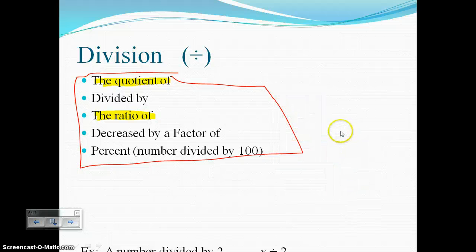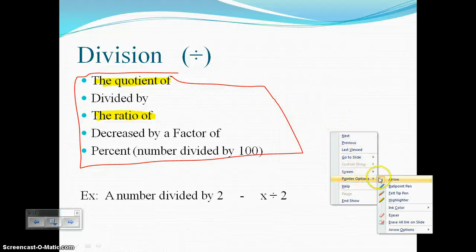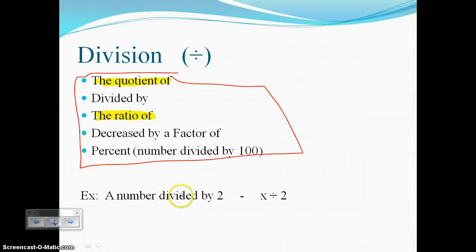So let's look at an example. If we have a number divided by 2, a number we don't know, divided by 2. So instead of writing it like this, x divided by 2, we write x, and then our long division bar, and then 2 at the bottom. So x divided by 2.